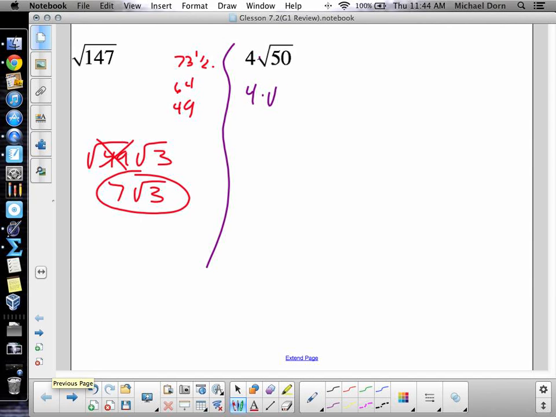25. That one's kind of obvious, I hope. Square root of 25 is 5. And 4 times 5 is 20.